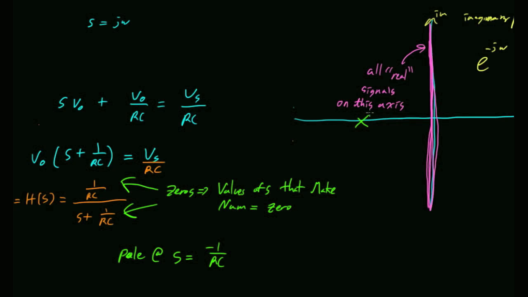Because I can only operate my circuit at frequencies that are on this imaginary axis. Because that's the only way to make real signals. Right? If I wanted to make a cosine of 1 hertz, I'd be here. If I wanted to make a cosine at 2 hertz, I'd be here. If I wanted to make a signal that was a sum of 1 hertz and 2 hertz, I'd be here and here. Okay? But I can never be here. I cannot create a real signal that will stimulate the circuit at that frequency.